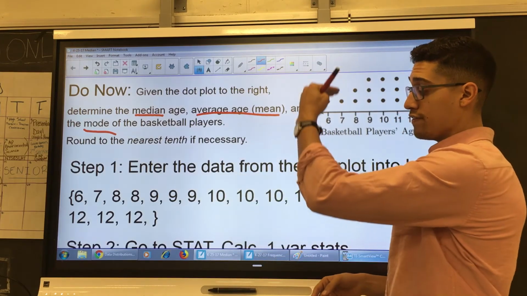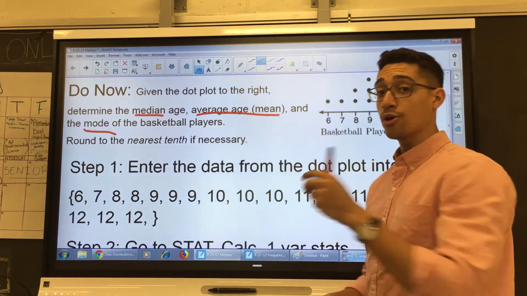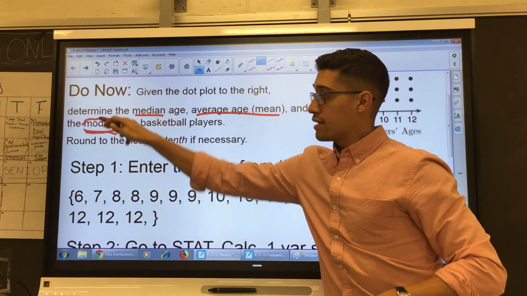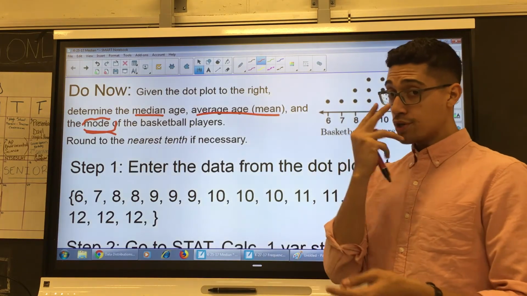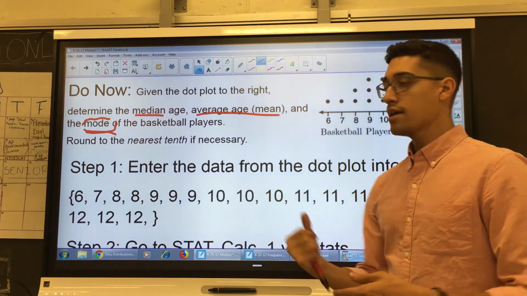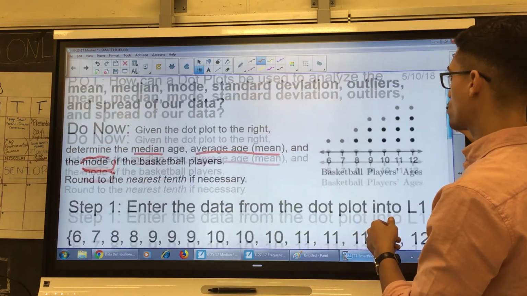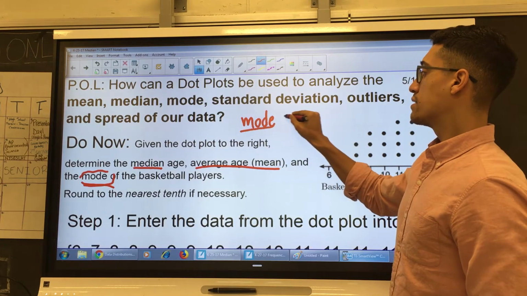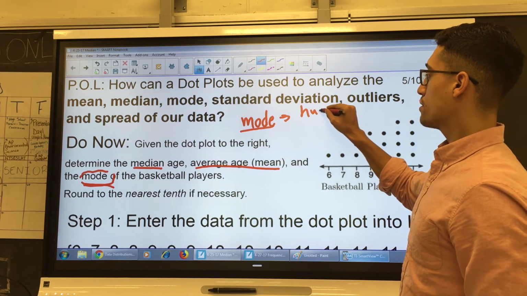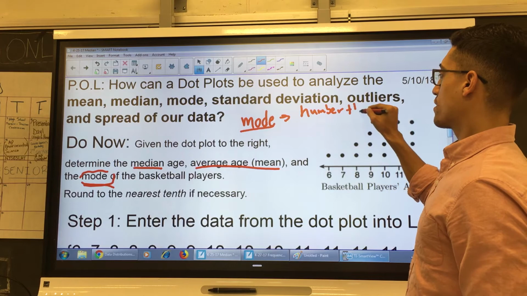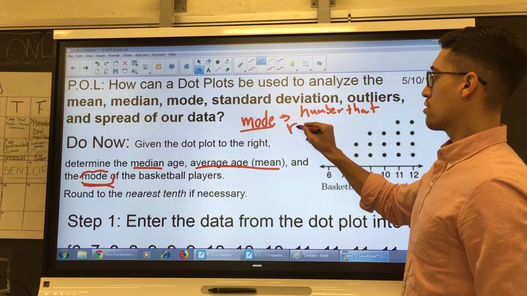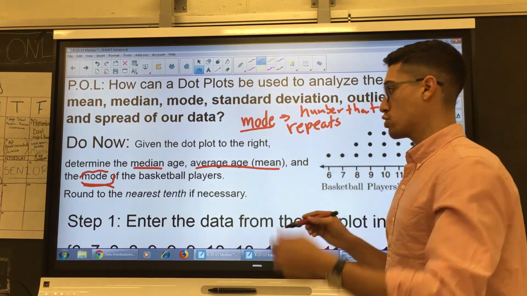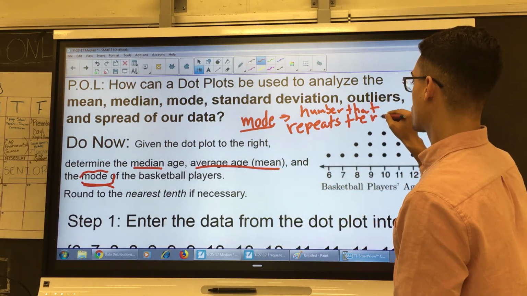Now, of all the things you see there, the one thing that the calculator does not give you is this, okay? The calculator won't tell you that, but you could see that from the data, okay? If you don't remember this from middle school, I can write it for you here. The mode, this is the number that repeats the most, okay? The number that repeats the most.